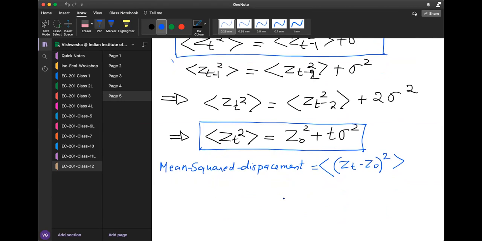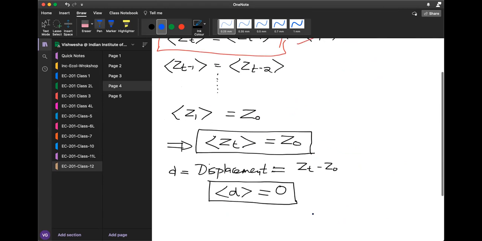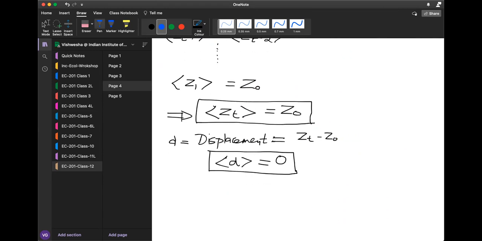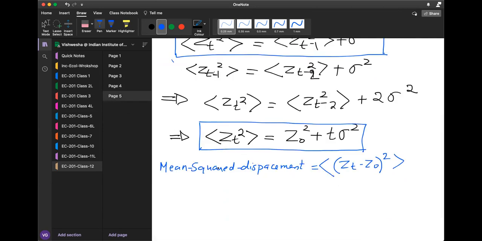Okay, so let us look at this term. Z_t minus Z_0 was a displacement. All of you agree with that? Let's go to the previous page. Look at the bottom. Displacement was Z_t minus Z_0. The mean displacement was 0. Is that fine? So what we are now doing is mean square displacement. We have taken the displacement, we have squared it, and then we have taken the mean.